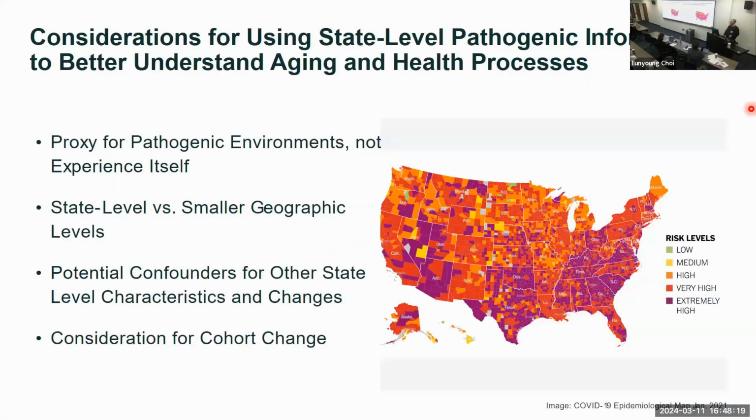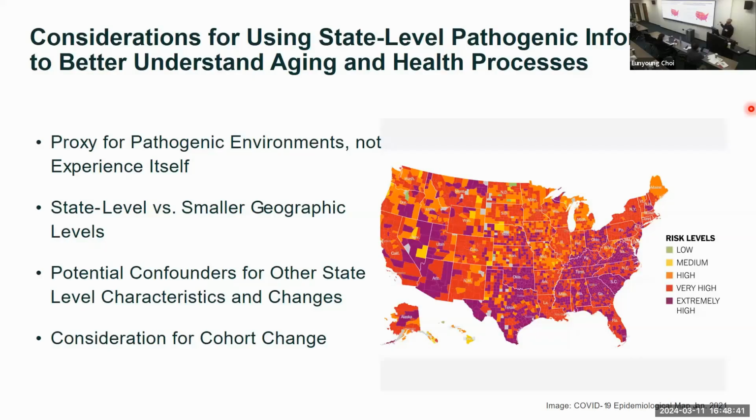So, considerations for using this information on state level pathogenic environment for aging and health processes. I do think about this as a proxy for pathogenic environments. It's not the experience itself. It would be great if we had data on the actual experiences, or were able to collect biomarker information that might tell us if someone has had an exposure or how long ago that exposure was.